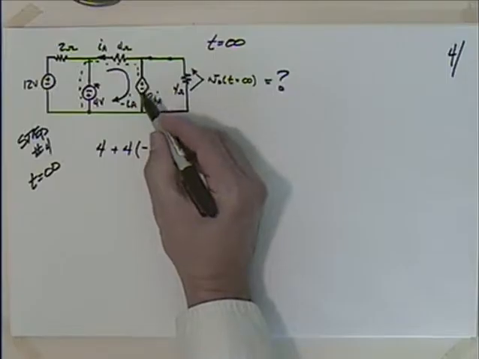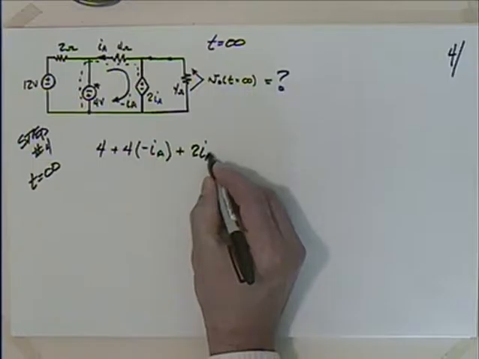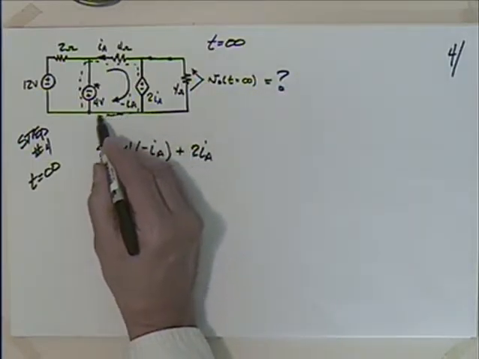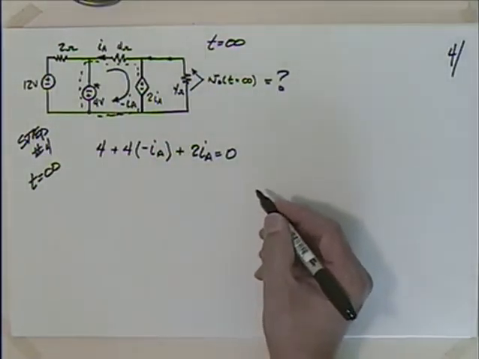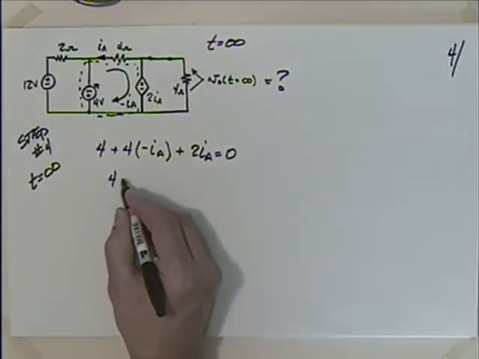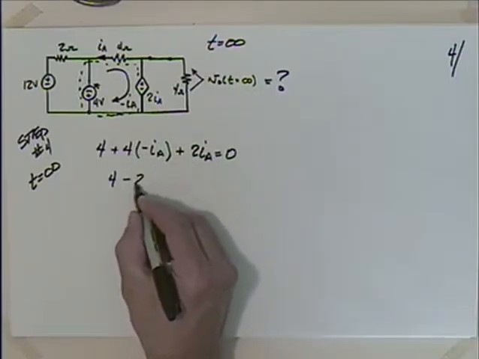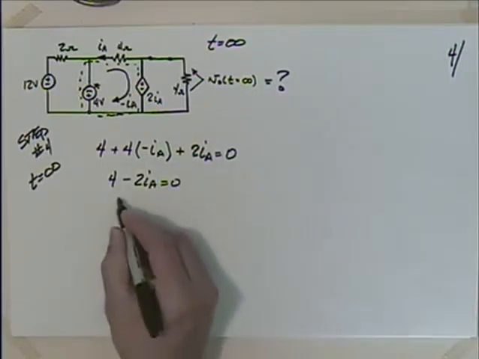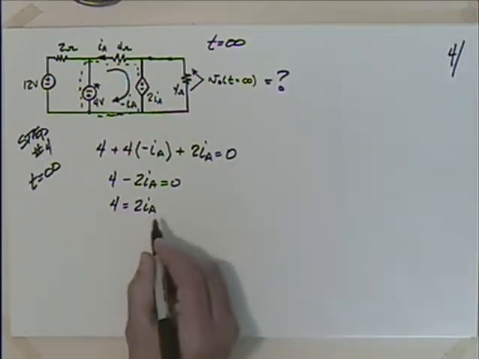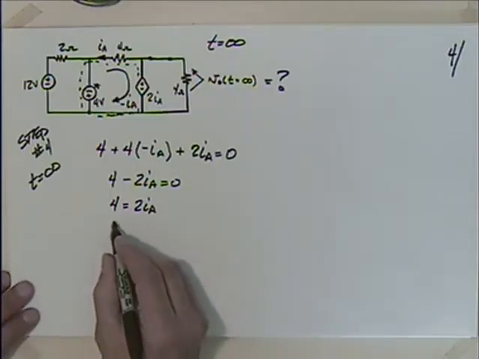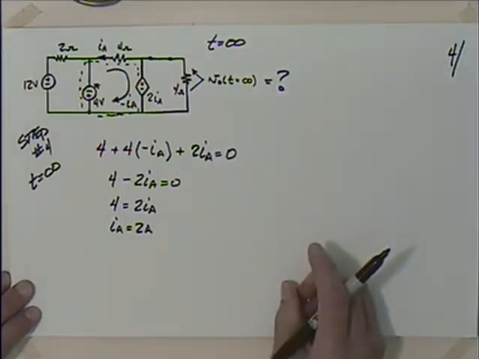But here we're going from positive to negative, so that's a drop, so I'll say it's positive 2IA. Gets me back down here to my starting point, so I can say this is equal to 0. Kirchhoff says that's equal to 0. So I have 4 minus 4IA plus 2IA gives me minus 2IA is equal to 0, or 4 is equal to 2IA. So in that case, IA is equal to 2 amps.